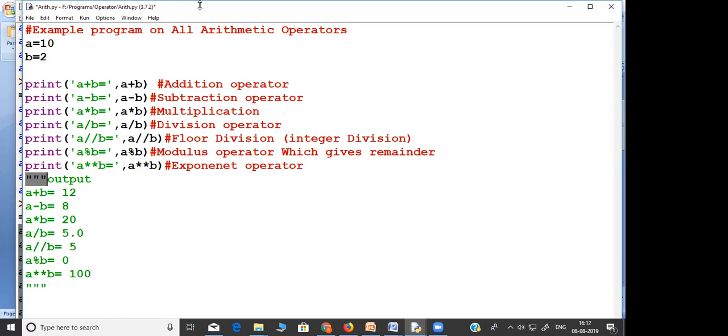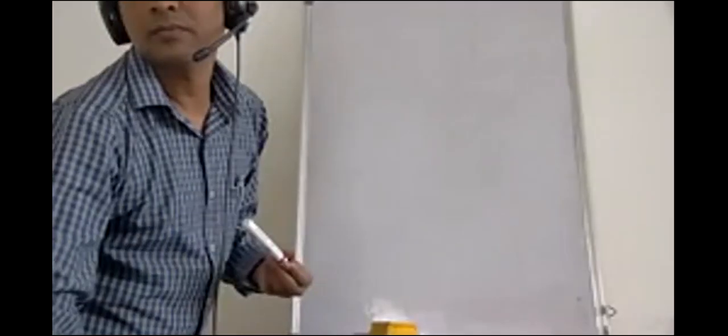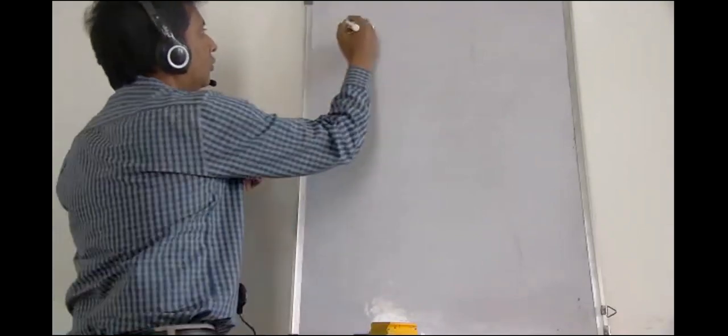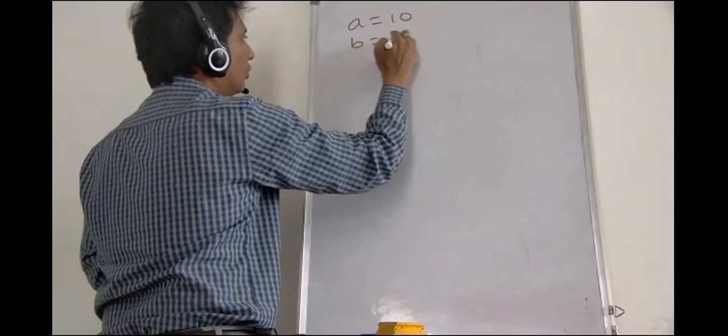So the same program. Now I will explain on the board so that you can understand the double slash and these things easily. So the value is A equal to 10, B equal to 2.